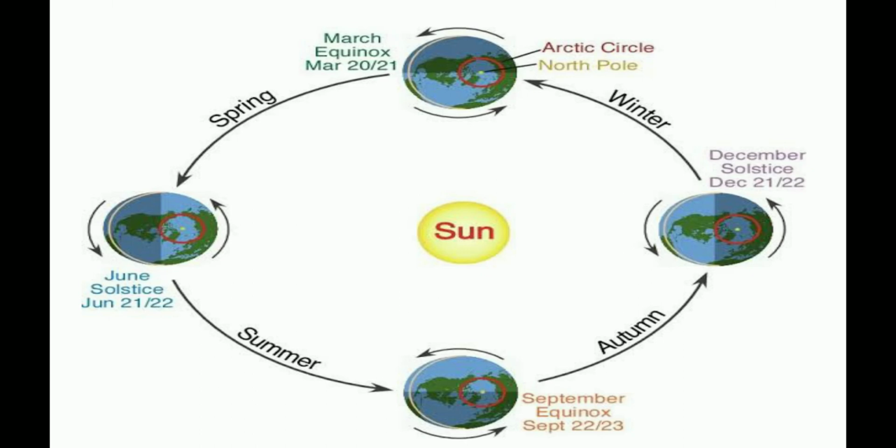As you can see in the picture, summer solstice occurs around June 21st in the northern hemisphere and marks the longest day of the year. On this day, the sun is overhead at the Tropic of Cancer. As you can see in the picture, how it's facing towards the sun. On the same day, the southern hemisphere experiences winter solstice, marking the shortest day of the year.